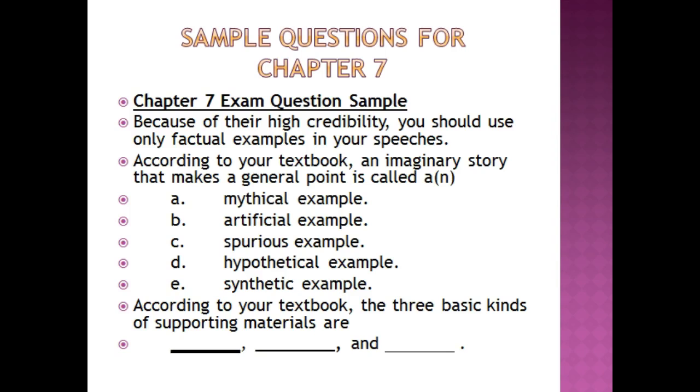So according to your textbook, the 3 basic kinds of supporting materials are blank, blank, and blank. Supporting materials, and that's going to be examples, statistics, and testimony. Now don't forget we can also use narratives and facts as well, but the 3 basic kinds of supporting material are going to be examples, statistics, and testimony.